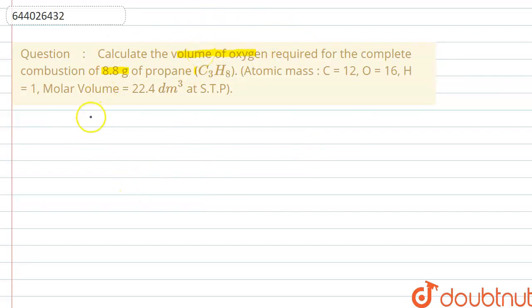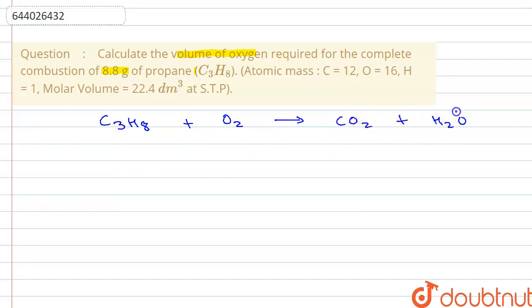So in the combustion of propane, propane is going to react with oxygen to give carbon dioxide and water. So always as a product, carbon dioxide and water are released in the process of combustion. Okay, so this is going to be the reaction.